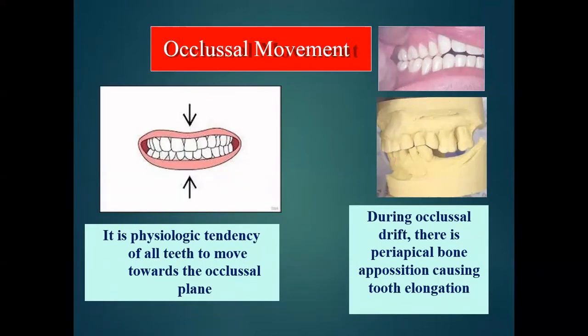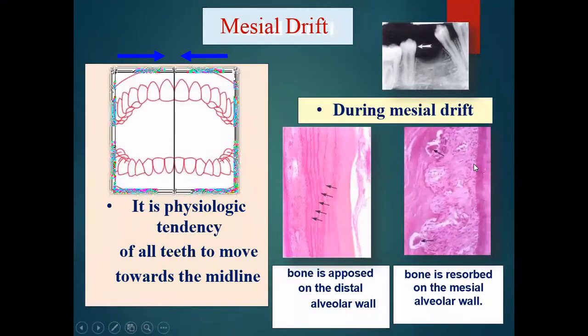Occlusal movement: when there is no opposing tooth, the tooth slowly moves upwards or downwards. You can see a supra-eruption of the tooth because there is no tooth in the lower region. So the upper tooth moves towards the lower. This process is a normal condition. This is called occlusal movement. In the same way, the tooth tilts towards the mesial direction. It is called mesial drift. This is also a normal condition. It's a physiological tendency of all the teeth to move towards the midline. So we can see an alveolar bone which supports the mesial drift of the tooth.